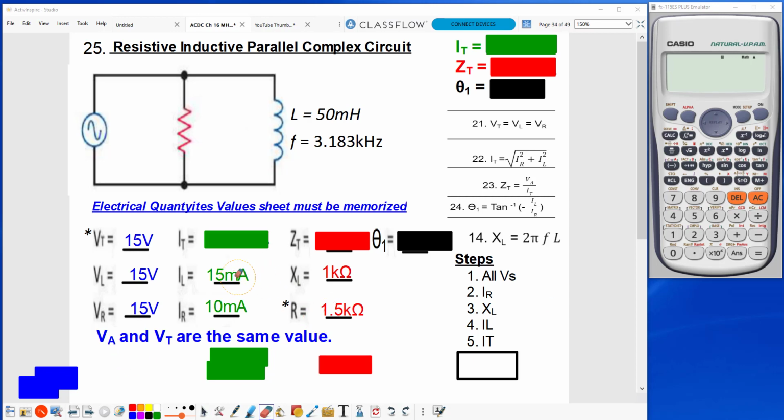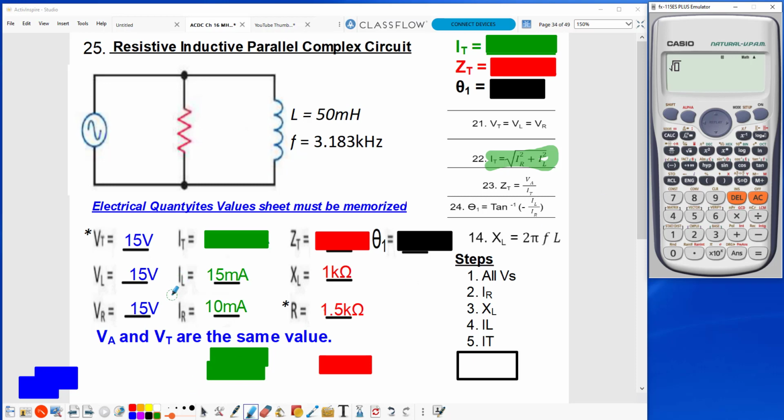And when I get ready to find IT, I have to use formula number 22. I want to make sure that you understand that you cannot simply add 15 milliamps to the 10 milliamps to get the correct value. So we're going to use formula number 22. The first thing I want to do is open the square root. Look at the calculator, you can see the button highlighted in blue. I'm going to open square root first.